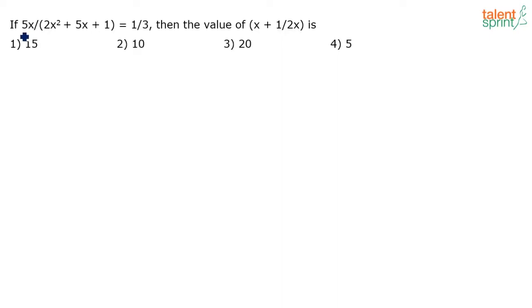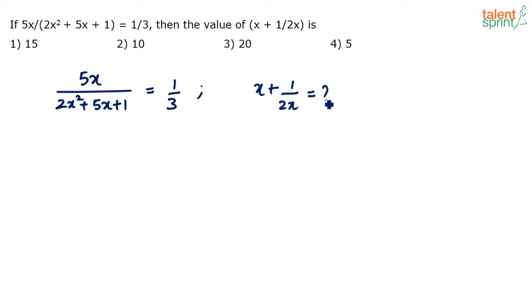Let's solve this. So the question says if 5x by 2x squared plus 5x plus 1 equals 1 by 3, then what's the value of x plus 1 by 2x? And he's asking us to simplify x plus 1 by 2x. See, in such a case, when you have no clue, just cross multiply and it will help you arrive at this. You just have to have the right observation skills so that you can take terms common or multiply or divide by some term to get the simplified form, right?